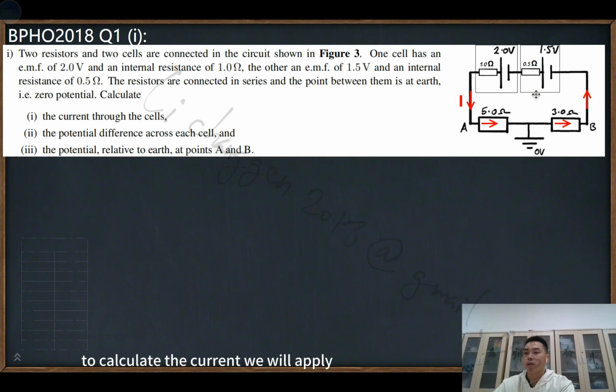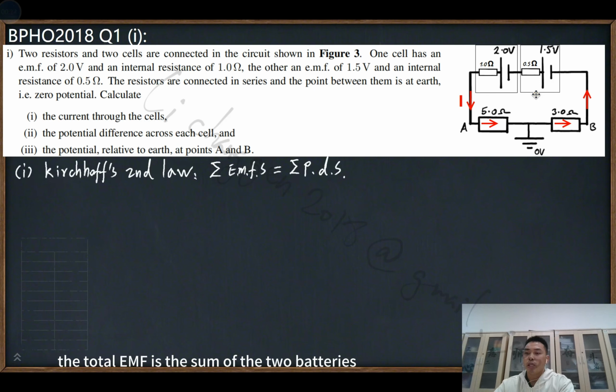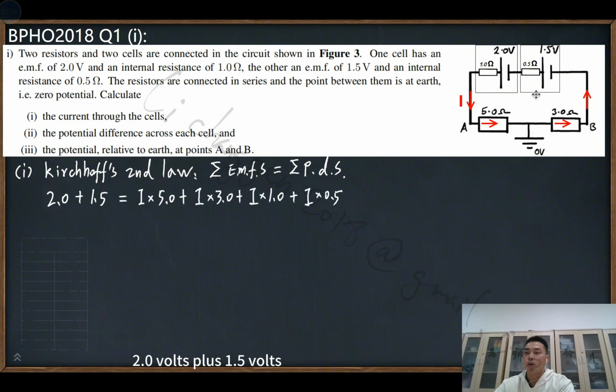To calculate the current, we will apply Kirchhoff's second law, which tells us that the total EMF in a loop equals the total potential drop across all resistors in the loop. The total EMF is the sum of the two batteries, 2.0 volts plus 1.5 volts. Now, the resistance in the loop includes 5 ohm for the first resistor, 3 ohm for the second resistor, 1 ohm for the internal resistance of the first battery, and 0.5 ohm for the internal resistance of the second battery.